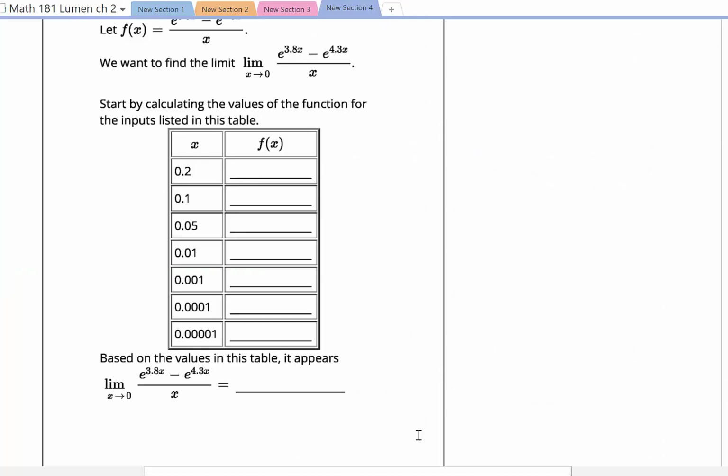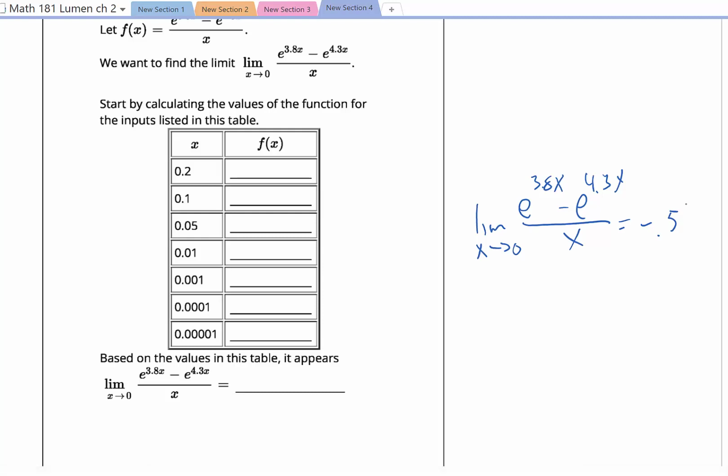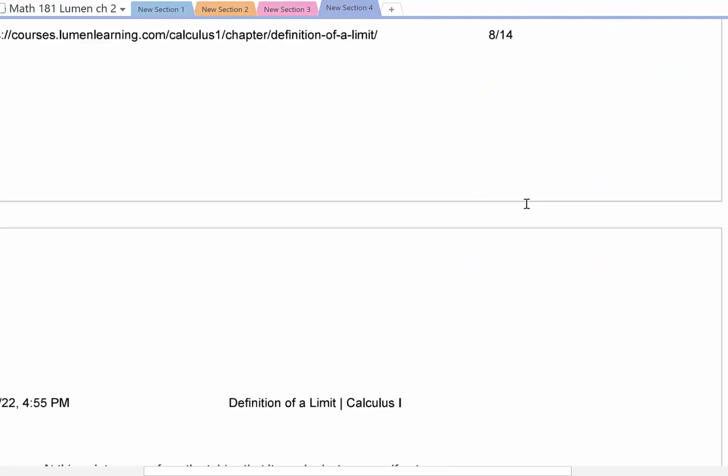So our limit as x approaches 0 of e to the 3.8x minus e to the 4.3x over x is equal to negative 0.5. Okay. Hopefully that seems doable and it's not going to be too tedious to go through and create a table.